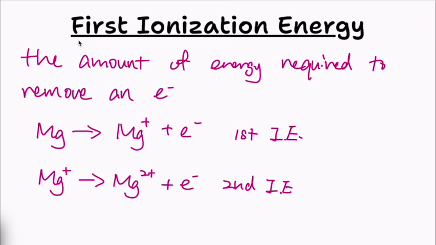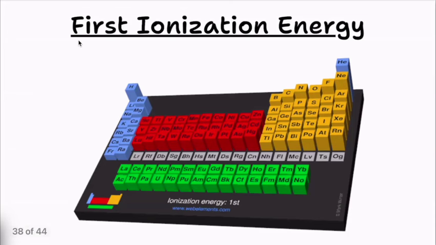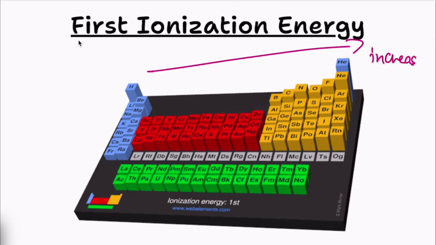For the first ionization energy, it increases from left to the right, obviously, and then it decreases from top to the bottom. This is a general trend.